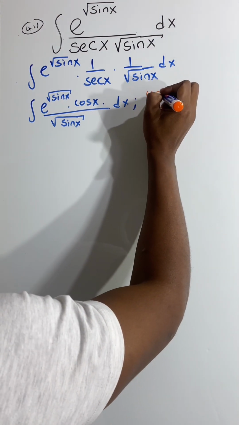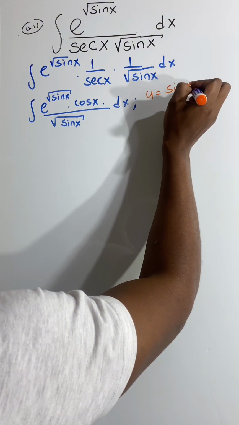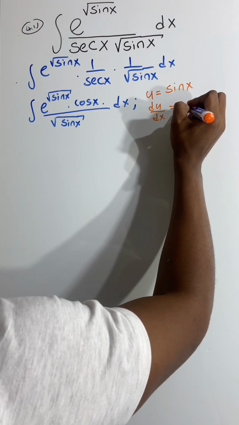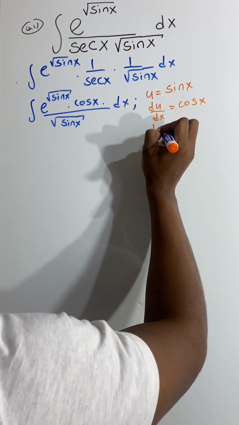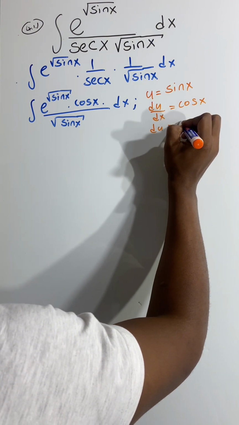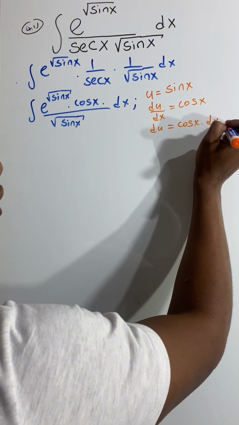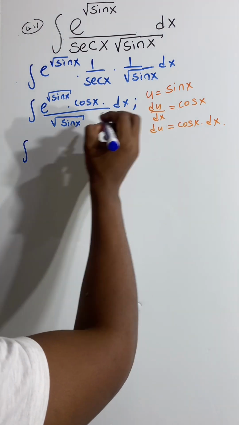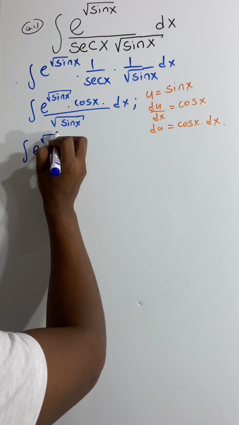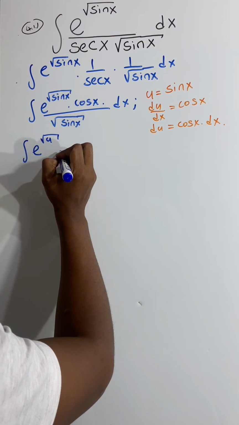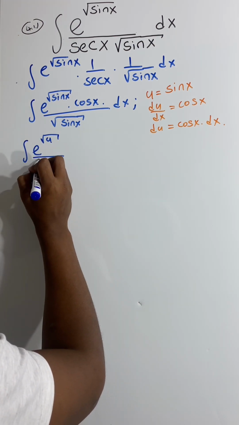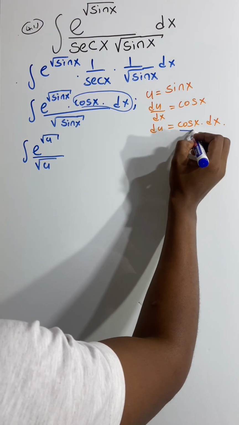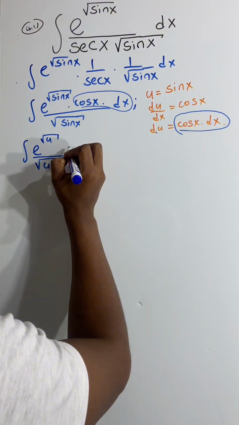u equal sine x. du over dx: when we differentiate sine x, we get cos x. We multiply both sides by dx, and du equals cos x dx. In the place of sine x, we substitute u, and in the place of cos x dx, we substitute du.